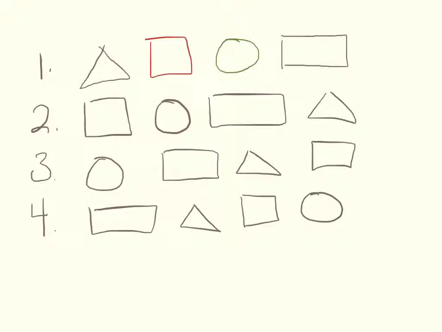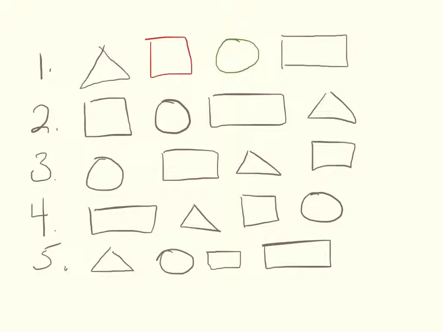And then I could start putting them in different orders. Like, everybody's had a chance to go first. So, how about we mix up triangle, circle, square, rectangle. Ooh. And on and on. You can see that there's quite a few different choices.